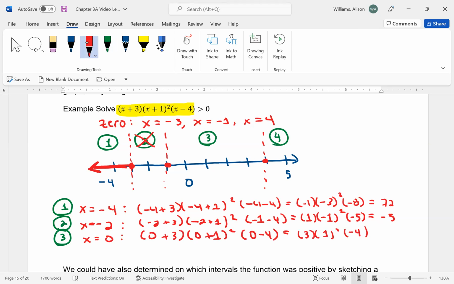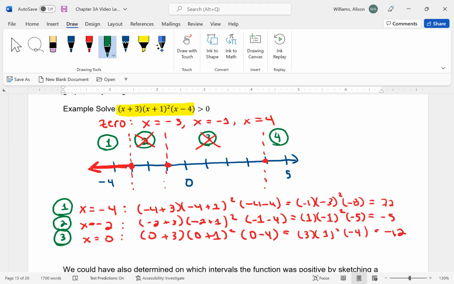All right, so let's see. That's going to give me 3 times 1 is 3 times, okay, -12. So that's not part of the solution. It's not a positive, it came out negative. So region 3 is not part of the solution. All right, try another one.